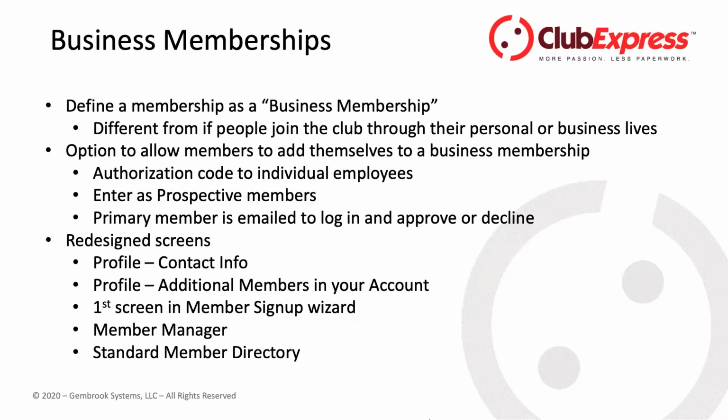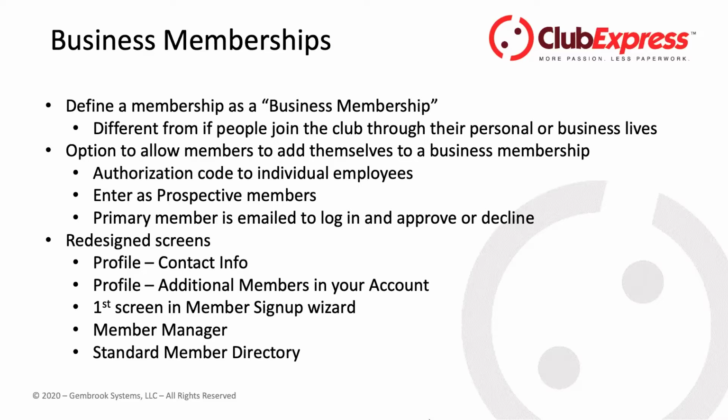So we've added a new option that many organizations have been asking for, and that is the ability to define a membership as a business membership. Now, this is different from whether people join your club or association through their personal lives or business lives. And I'll give you an example. You might be a cycling club that obviously people join through their personal lives, but you also want to be able to have local cycling shops as business members. And when you do that, there's a number of things that change.